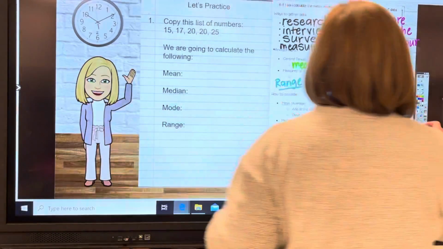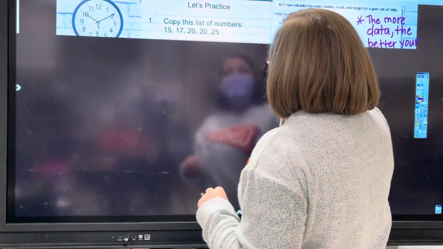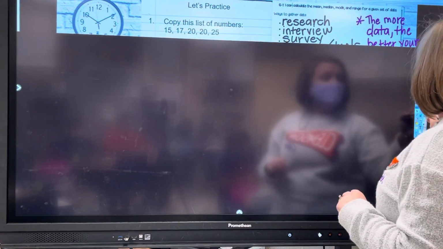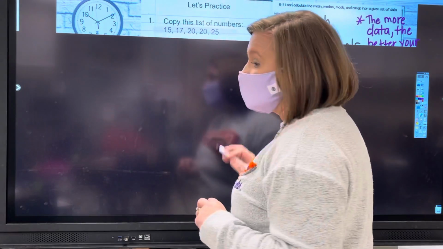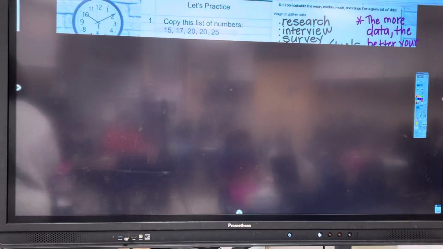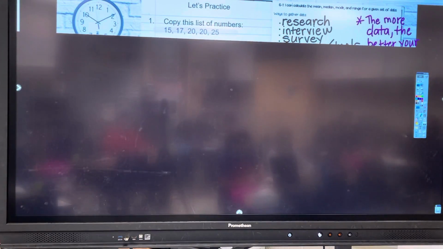So the first thing that I want you to do is write down these numbers on the left: 15, 17, 20, 20, and 25. I want you to write those numbers on the left side of your journal.